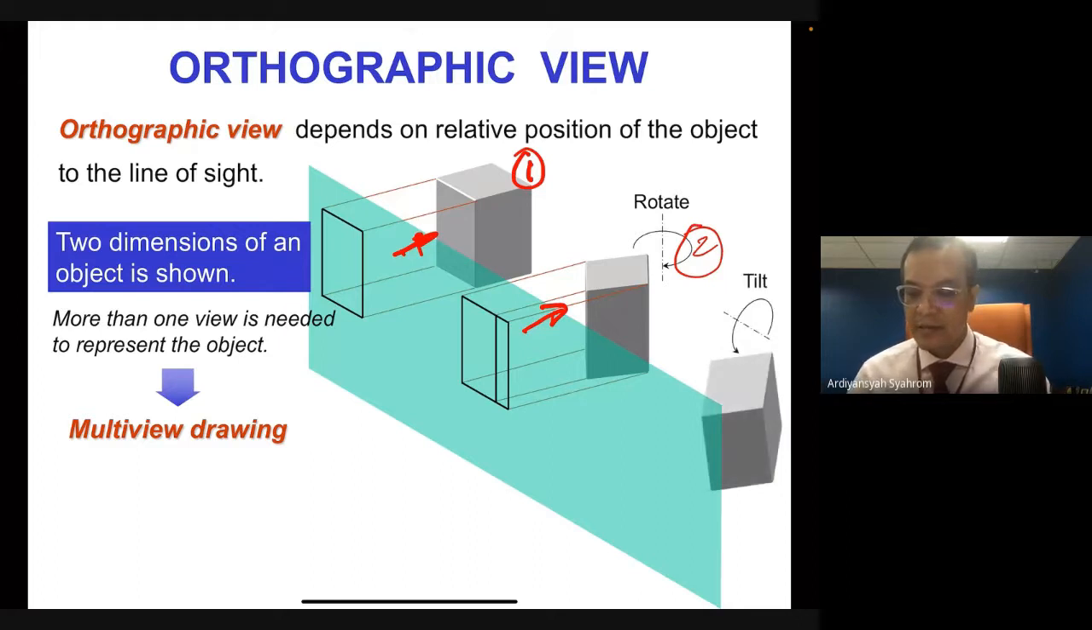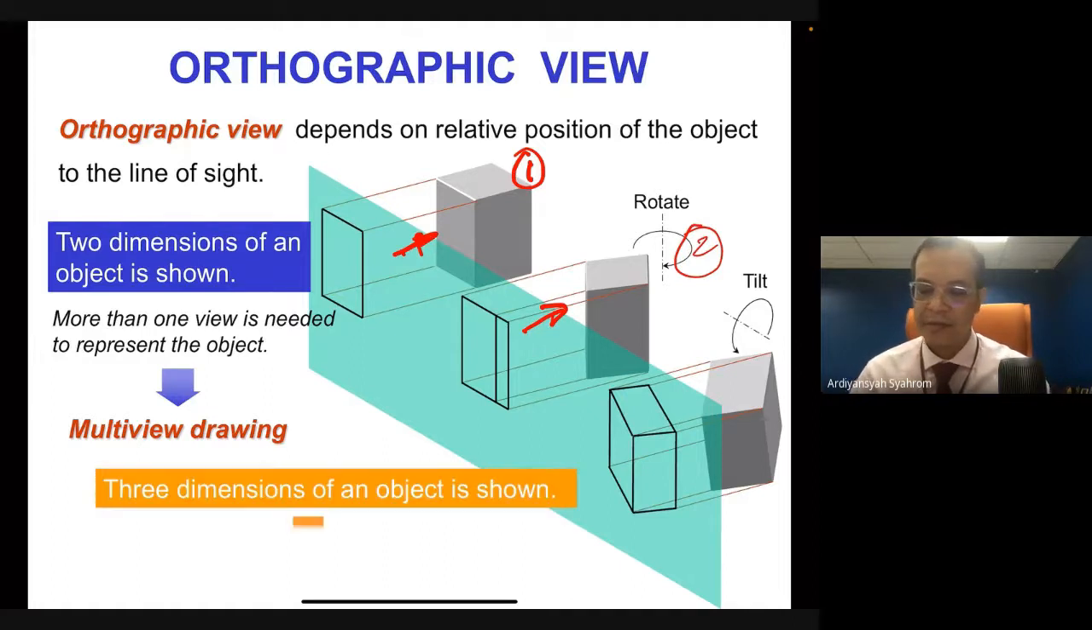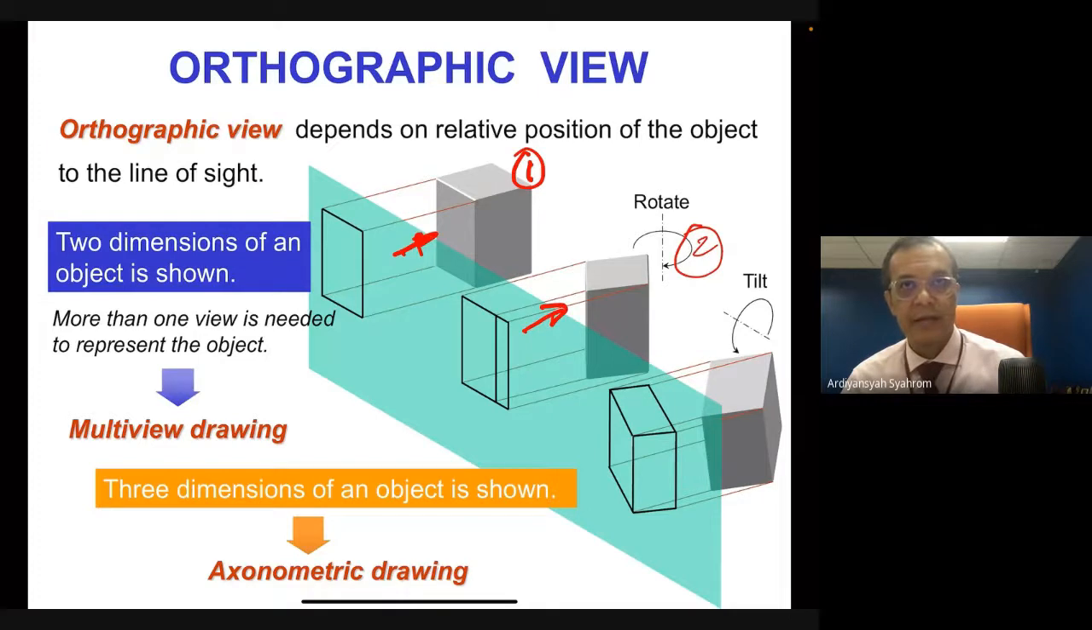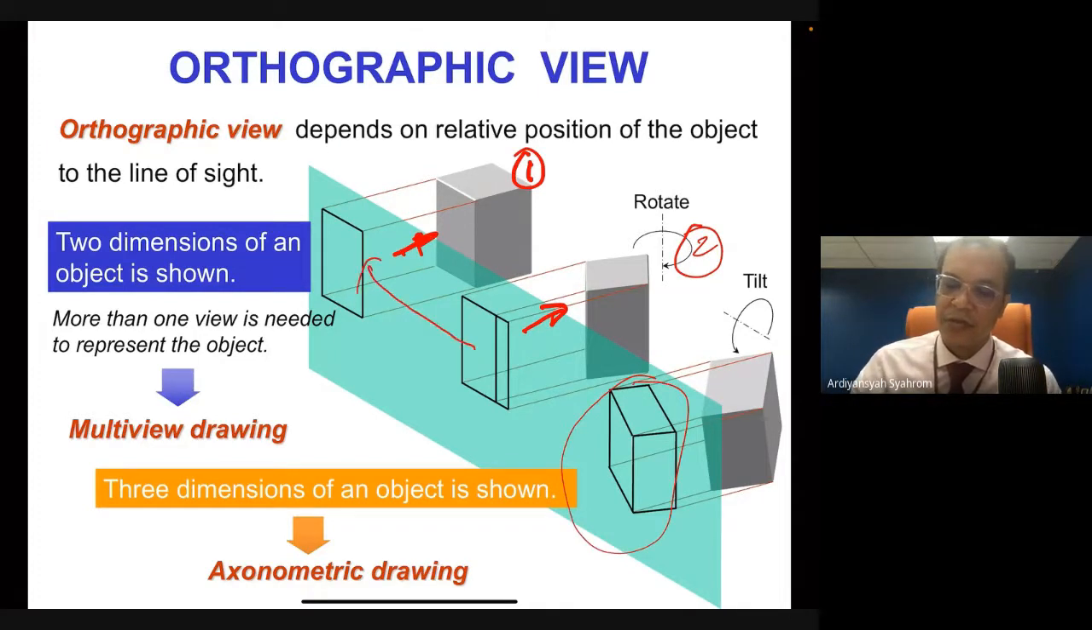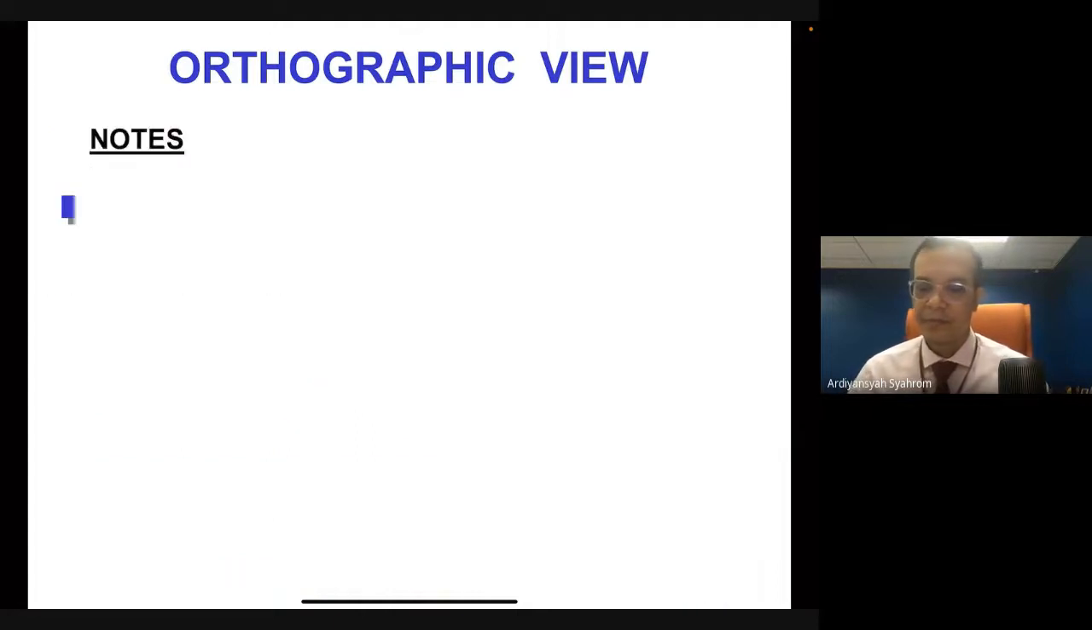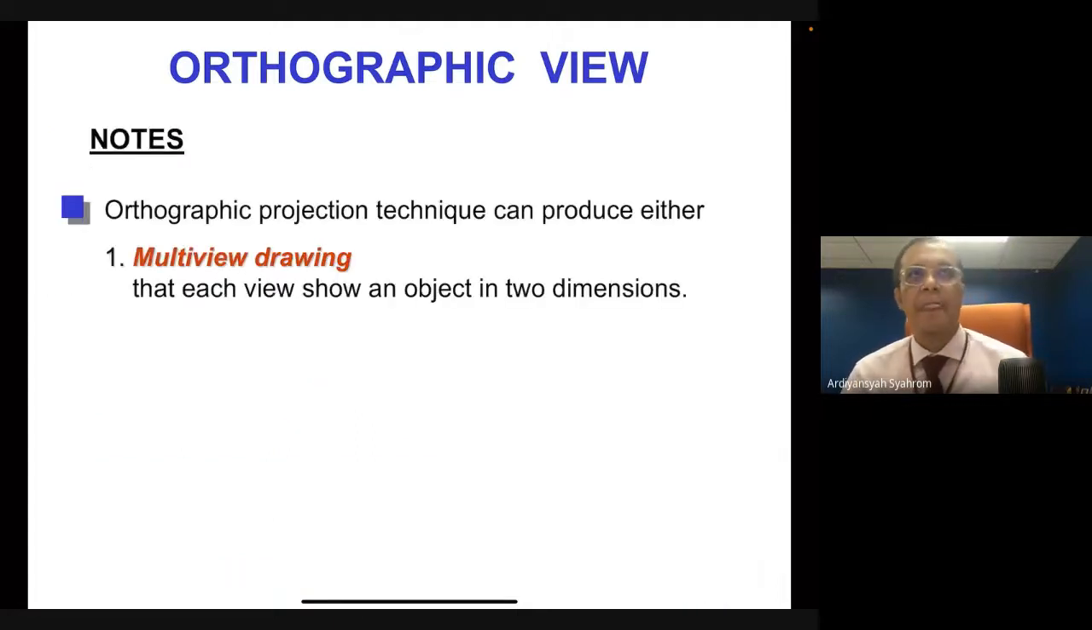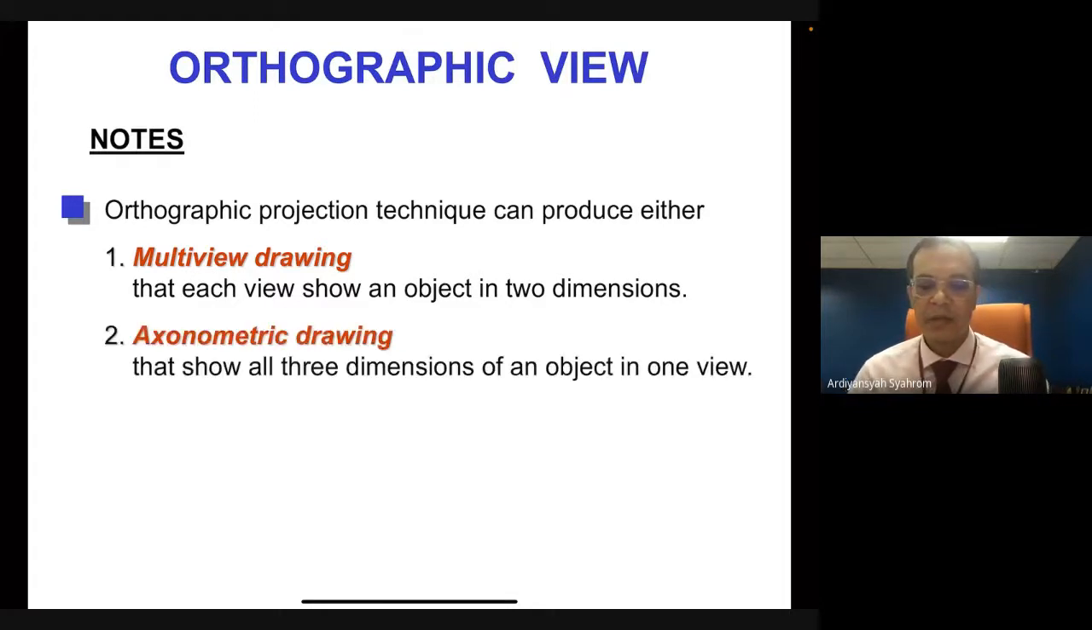Then the view is changed. Three dimensions of an object are shown in an axonometric drawing. So you combine these two, maybe add another, and that becomes the orthographic view. Note: orthographic projection technique can produce either a multi-view drawing, which shows the object in two dimensions, or axonometric, which shows all three dimensions of the object in one view. That is the difference.